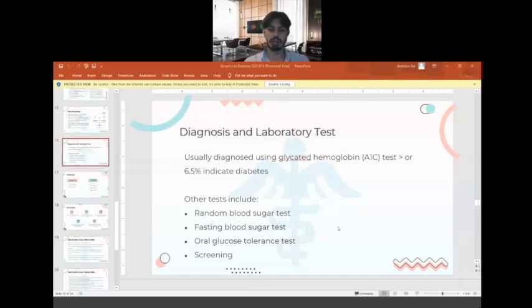Hello, my name is Anish Sharma with name last three digits 251. Type 2 diabetes is usually diagnosed using glycated hemoglobin test, also known as A1C test. If the results show that the percentage is 6.5 or more, it indicates that the patient is suffering from type 2 diabetes. If the glycated hemoglobin test is not suitable for a particular patient, there are other tests which may be used, such as random blood sugar test, fasting blood sugar test, oral glucose tolerance test, and also screening.